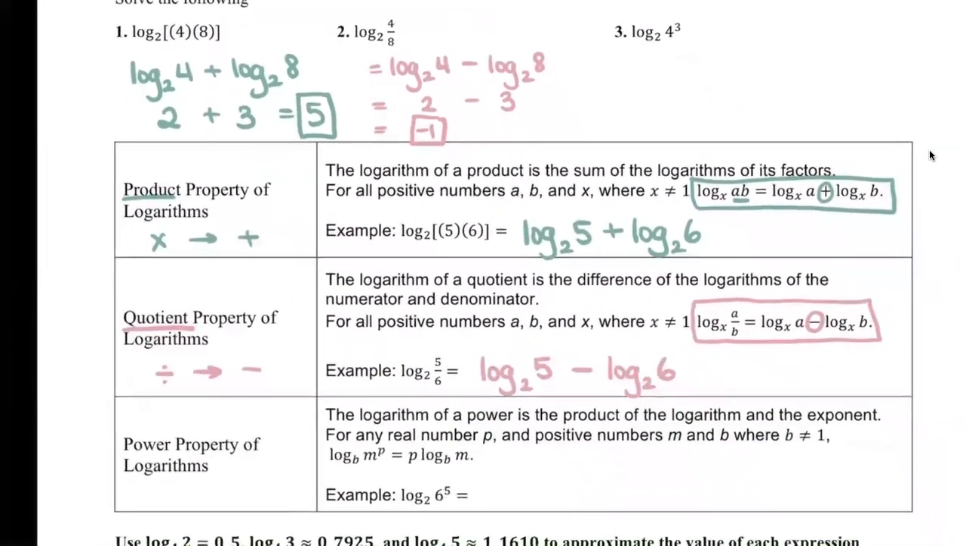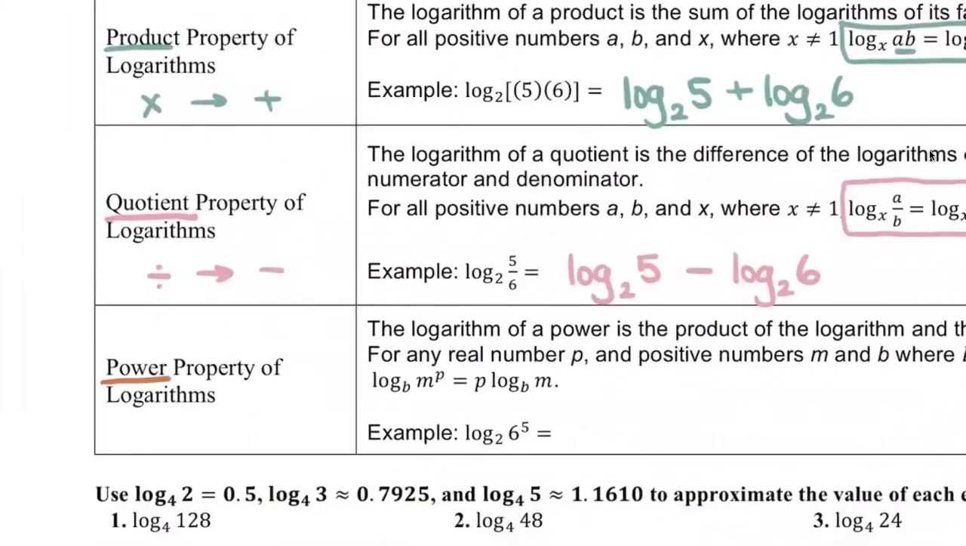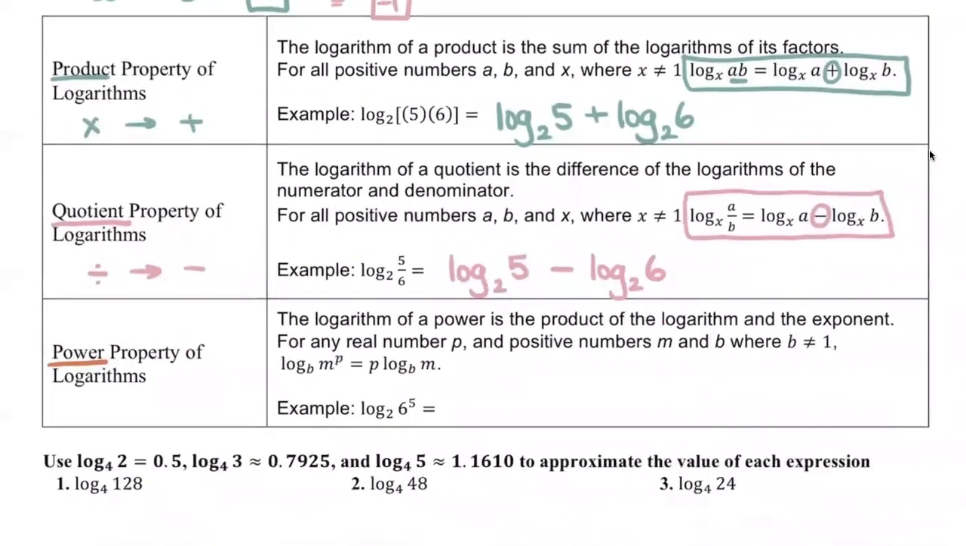All right, and our last property is the power property of logarithms. Okay, and basically what that is saying is if your argument inside the log has an exponent, you can actually bring down that exponent. All right, you can bring down that exponent. Okay, let me take the box out so you can see that better. So you can bring down the exponent, and then you have p multiplied with the log base b of m.